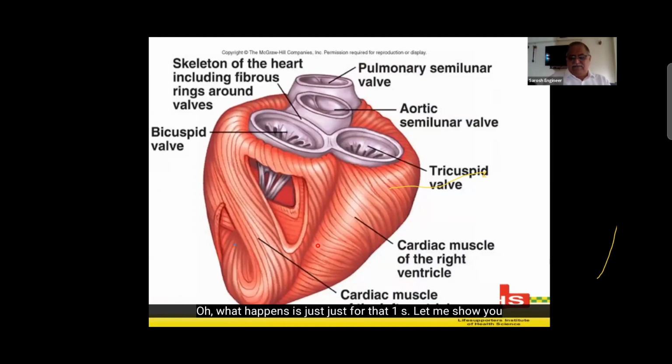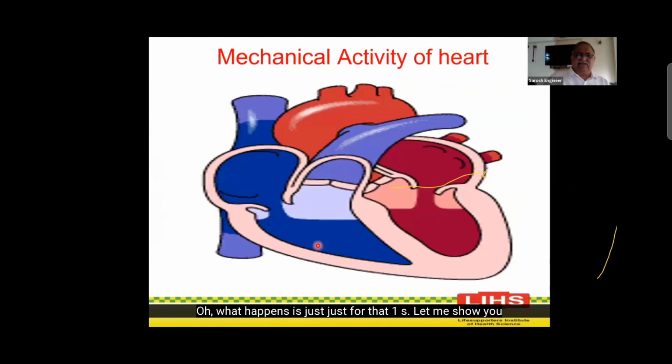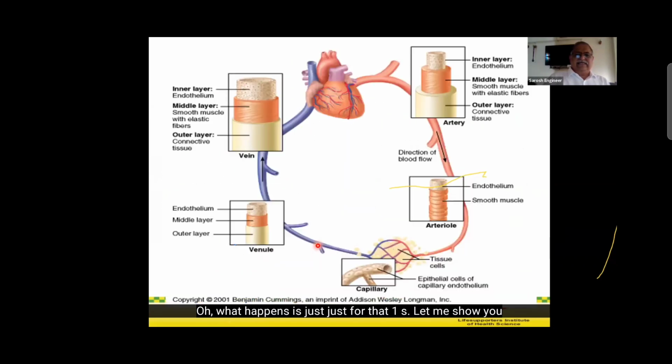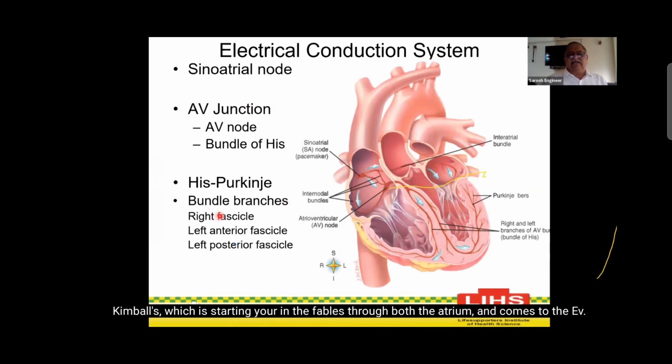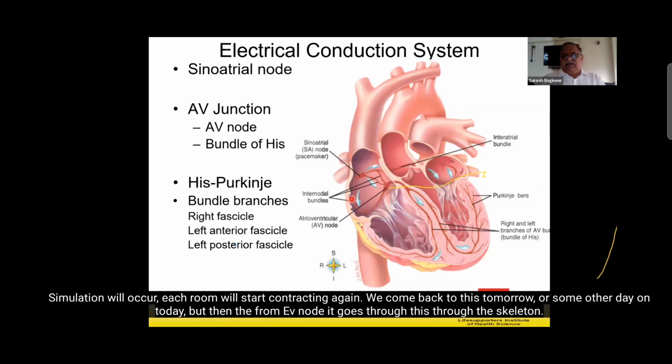Now, just for a second, let me show you. The impulse which is starting here in the SA node travels through both the atria and comes to the AV node. Thin walled, easy to travel, travels very fast, small in size, atrium, the impulse goes around very fast, stimulation will occur, and the atrium will start contracting. Again, we'll come back to this tomorrow or some other day, not today.